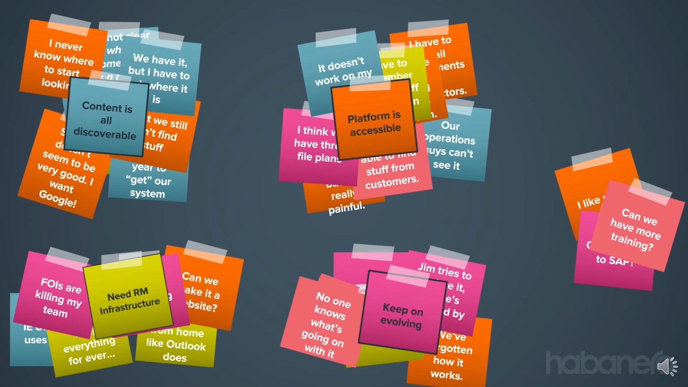So don't forget, the design principles are more about the why or the how, whereas the big ideas are more oriented towards the what. So what we're looking at here are really more of the design principles. These are those sort of objectives. Platform is accessible, content is all discoverable, and so on.